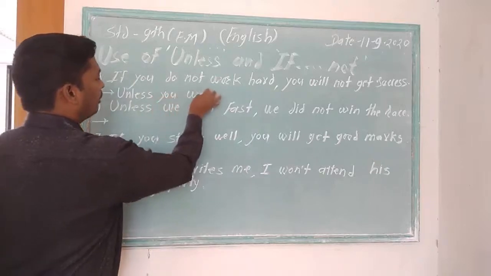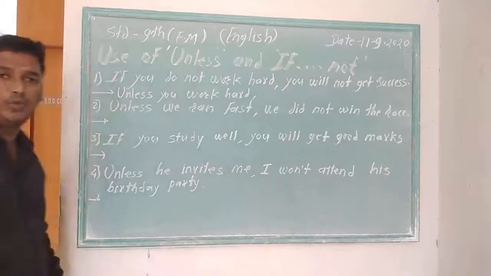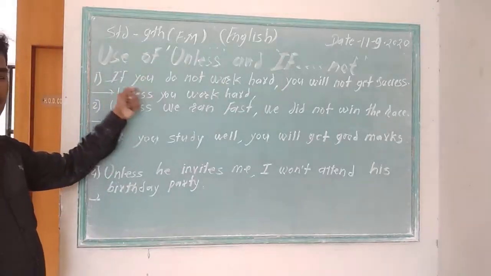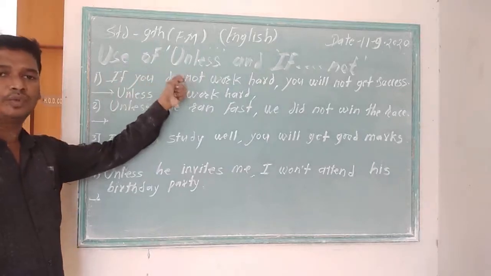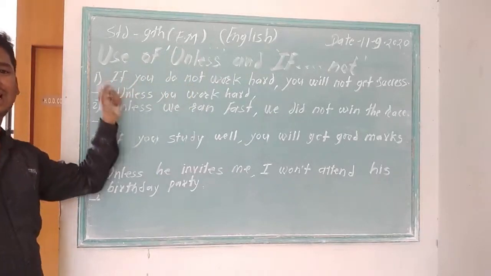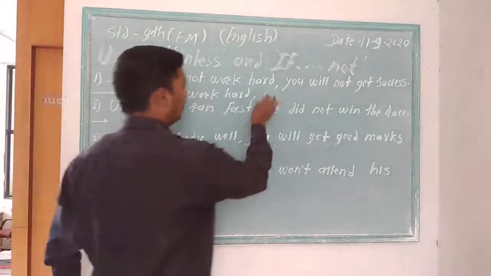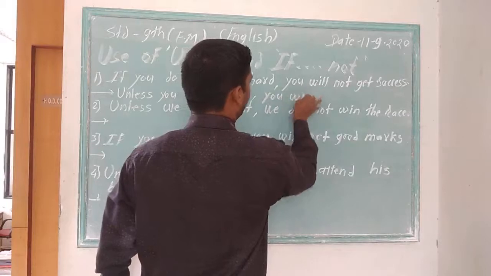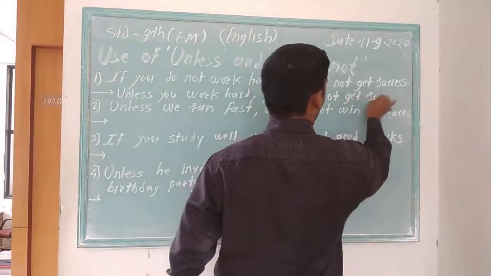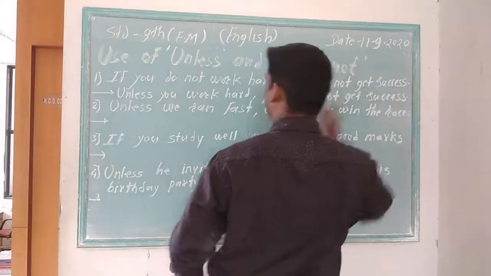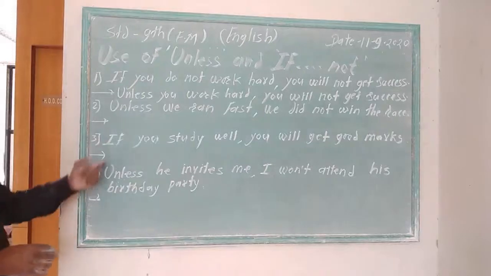You work hard. Why do we have to remove the negative form? Because unless is a negative word. After replacing if with unless, we have to remove the negative form from the if clause. Unless you work hard, put a comma. Next part as it is: you will not get success. Unless you work hard, you will not get success.